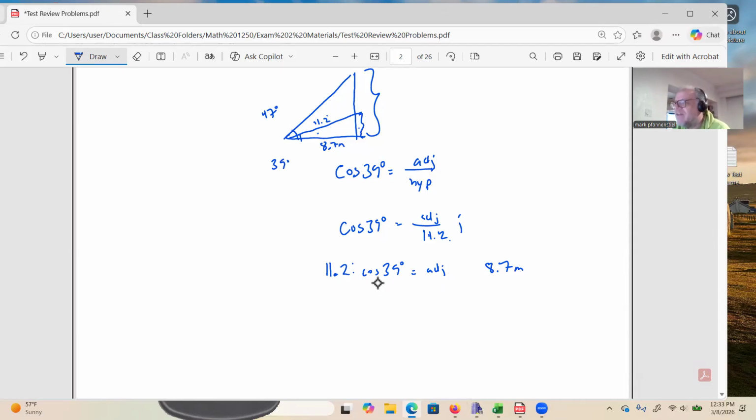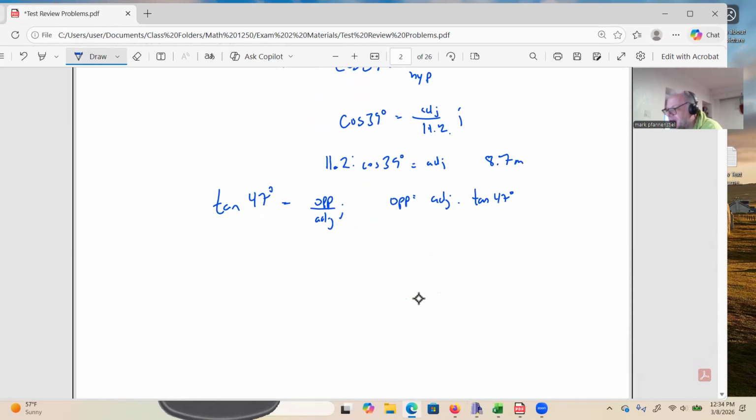So now we have a 47-degree angle. We have an opposite side that we'd like and an adjacent side that we have. So we need opposite, adjacent, and angle, so that's tangent. Tangent of 47 degrees is equal to my opposite side divided by my adjacent side. We're solving for the opposite side, so opposite is equal to the adjacent times the tangent of 47 degrees. And at that point, opposite equals 8.7 times tangent of 47 degrees.